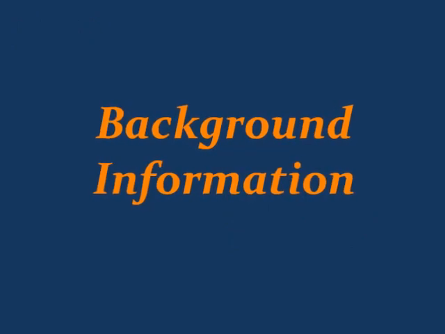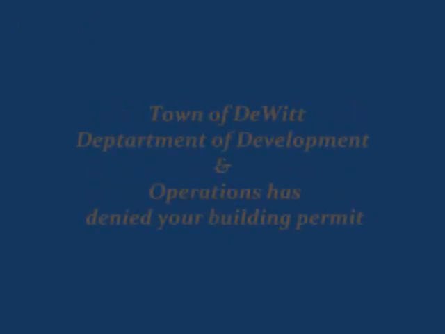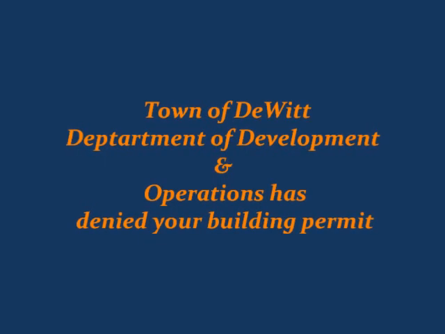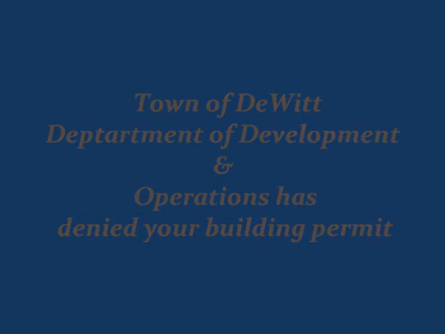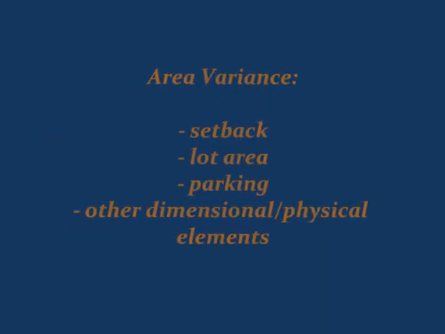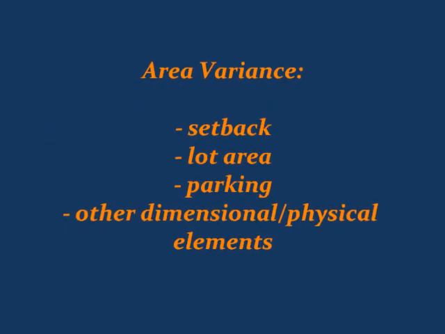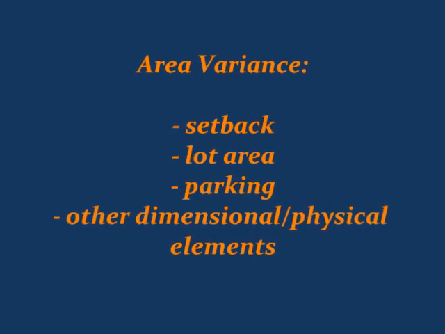By this point, the applicant has already gone to the DeWitt Town Hall to obtain a permit and has been found to require an area variance. An area variance is required when an owner does not comply or plans not to comply with setback, lot area, parking, or other dimensional or physical requirements of the zoning ordinance.